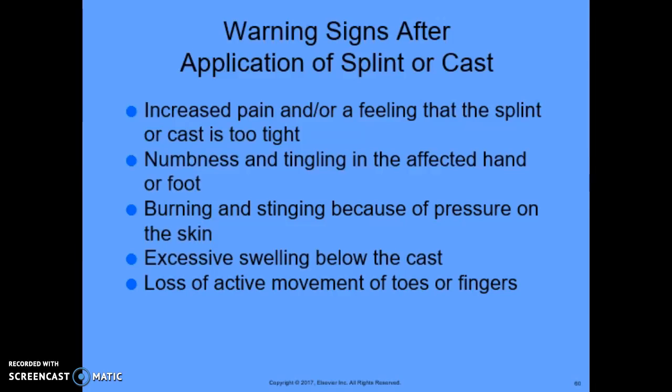There are some warning signs after application of splints or casts. It's important for you to know this and to educate the patient. Increased pain and or feeling that the splint or cast is too tight, numbness and tingling in the affected hand or foot, burning and stinging because of pressure on the skin, excessive swelling below the cast, and loss of active movement of toes or fingers. Make sure to tell the patient to contact the provider's office if any of these symptoms occur after the application of the splint or cast.